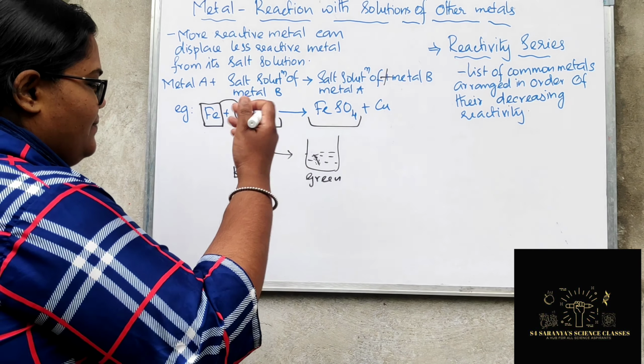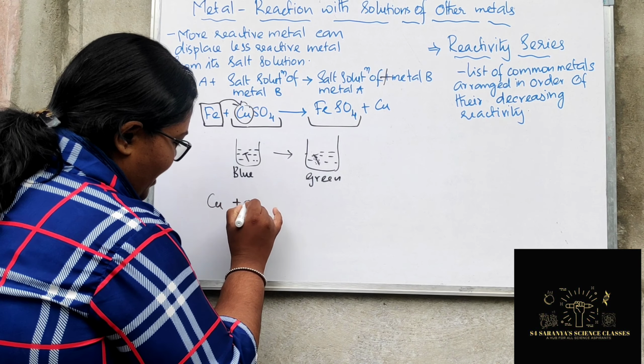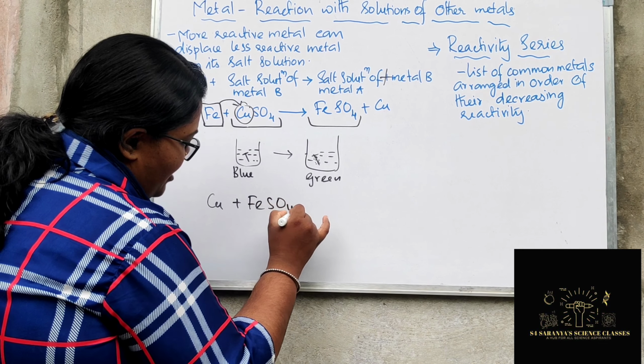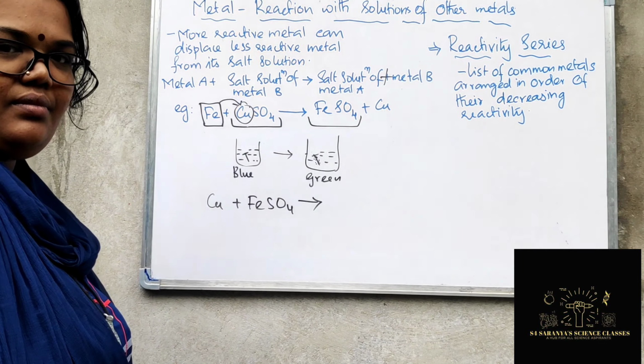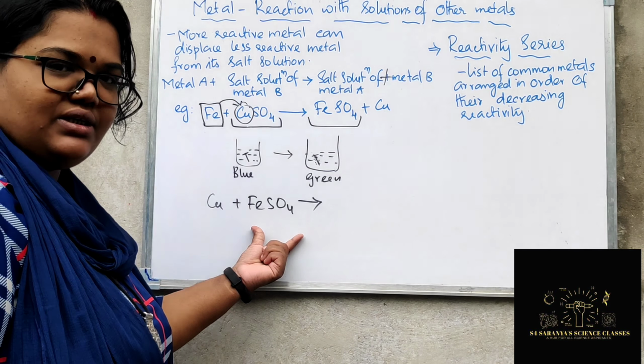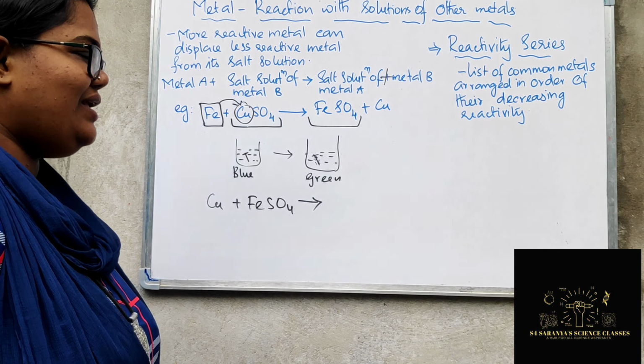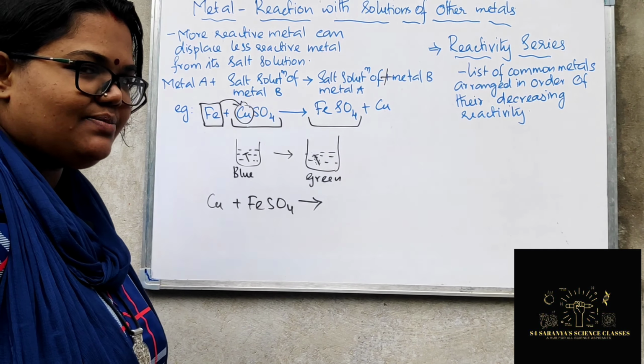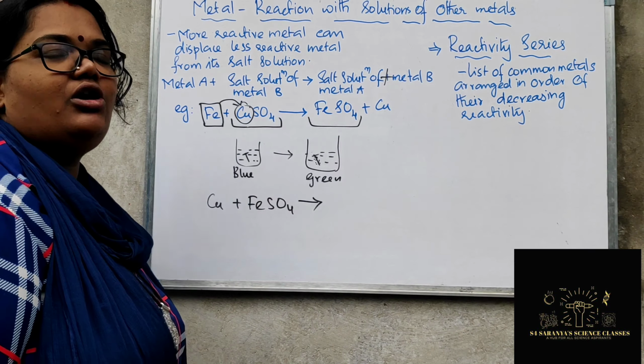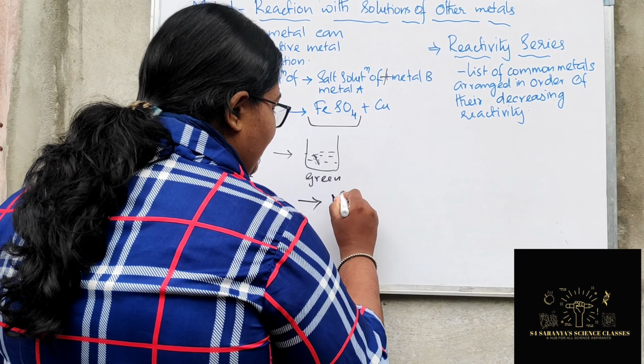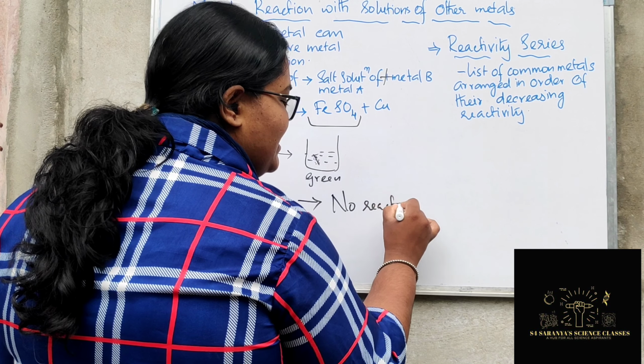If we are taking copper metal and ferrous sulfate solution, what will be the reaction? Copper and ferrous sulfate, so what will be the reaction? Can you say? Obviously it would be single displacement, but it will not show any reaction. That means there will be no reaction. Why are we saying no reaction?